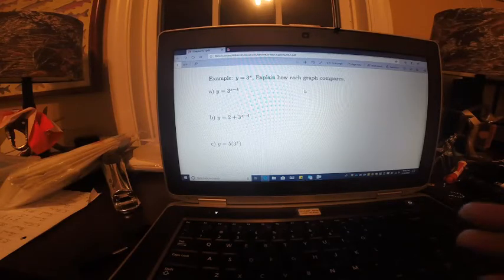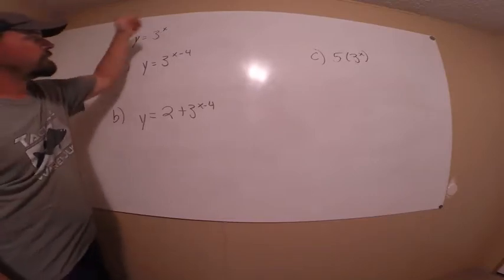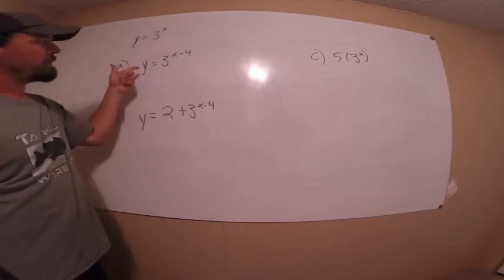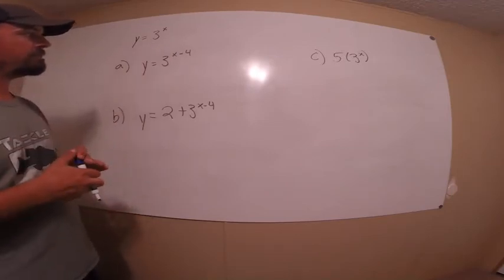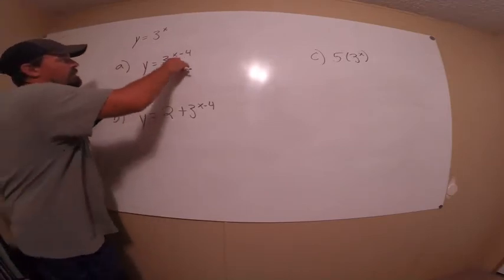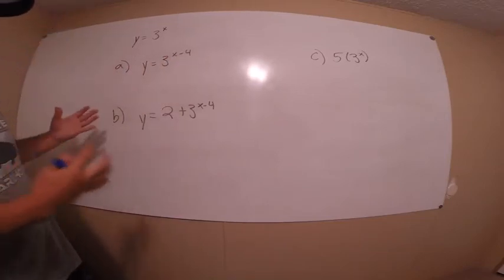After we do these examples, we will also graph them to show you exactly how they work. Alright guys, so our original function is y equals 3 raised to the x. A says y equals 3 raised to the x minus 4. We need to figure out how this is shifted. Okay, it's with the x, so it's on the inside. Therefore, we're moving left or right.